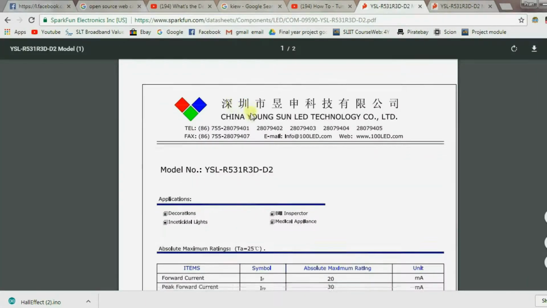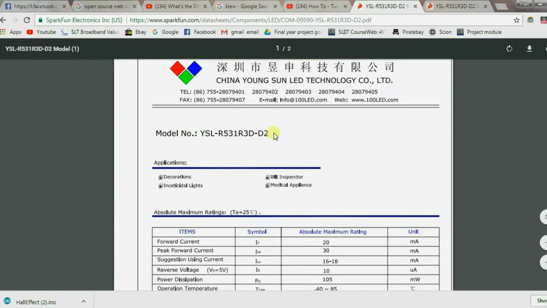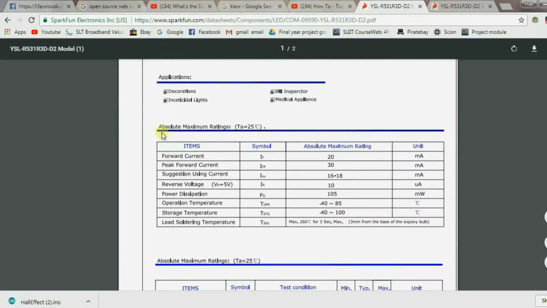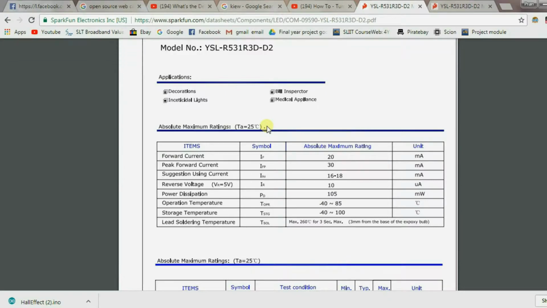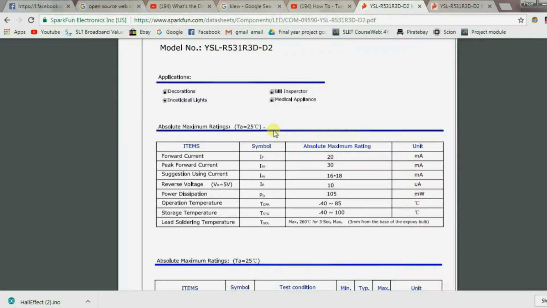Looking at the datasheet, you can see that it is provided by China Yangsan LED Technology Corporation Limited. They have given a model number. What we are interested in is the absolute maximum ratings and the operational characteristics of the LED. Whenever you are designing the LED circuit, the LED should not exceed the absolute maximum ratings. It will definitely cause the LED to fail, or the operation would not be reliable afterwards.